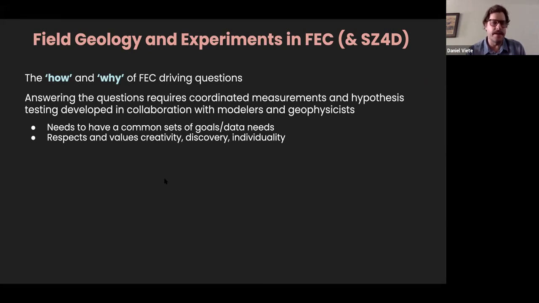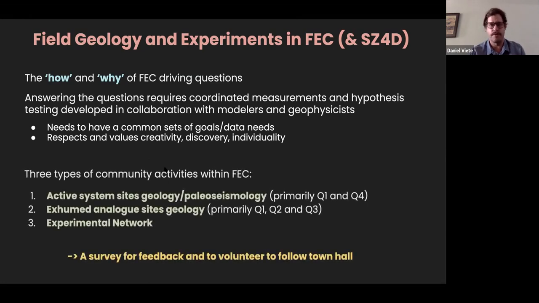And we just want to make clear that, first of all, answering these questions requires coordination among different disciplines, using different measurements and hypothesis testing in collaboration with modelers and geophysicists. And so it's important first that these activities have a common set of goals and are collaborative at their core. But as Christine mentioned earlier, we also want to respect and value creativity, discovery, and individuality. And so one of the challenges is developing a program which does both.